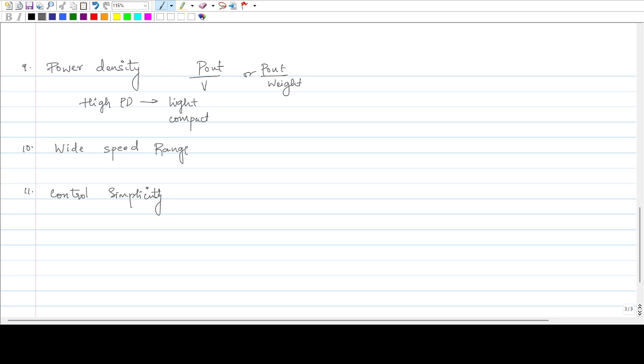So we have seen 11 different criteria which provide a structured way to compare and evaluate different types of motors such as PMSM, induction motors and switched reluctance motors. These are the criteria which we are using to evaluate different motors. In the next video, we'll try to compare different motor drives with respect to these 11 criteria.